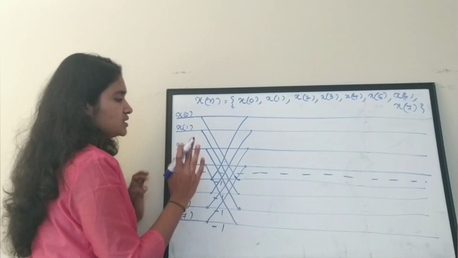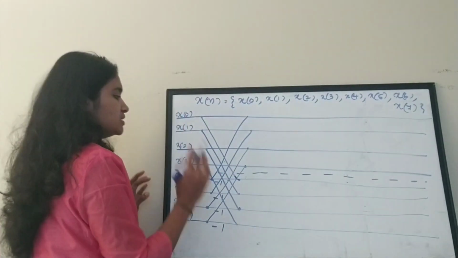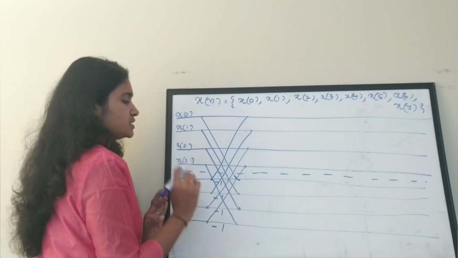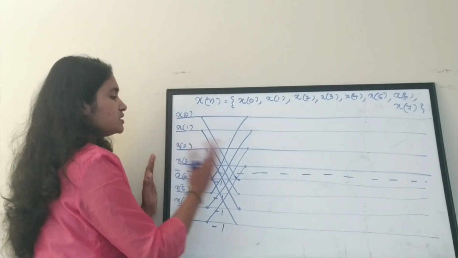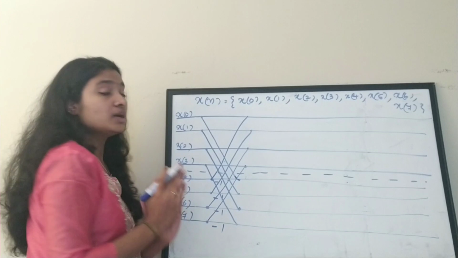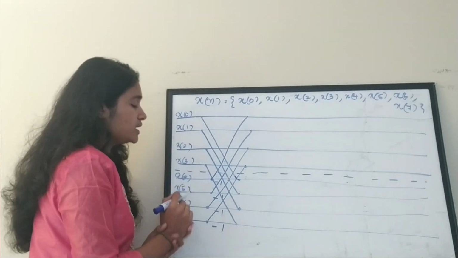Now something is missing, right? So what is missing here? Nothing but the twiddle factors are missing. So how many inputs are there for this stage? There are 8 inputs, right? So your n value is 8.